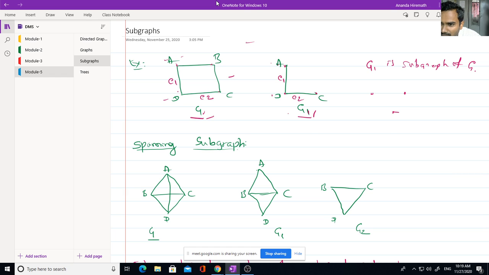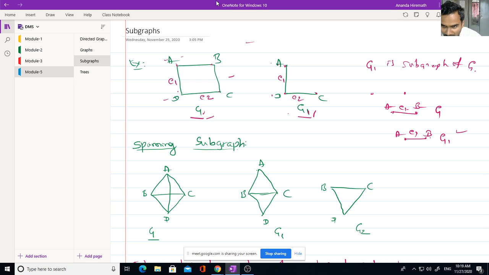Say if I draw this as the graph, there are two vertices A and B and there is edge E1. Now this graph is a subgraph of itself. If I draw A, B and E1, what is the condition for subgraph? All the vertices of this G1 must be there in G. So there are two vertices A, B and both belong to G. And there is one edge E1 and it belongs to G. So every graph is a subgraph of itself.